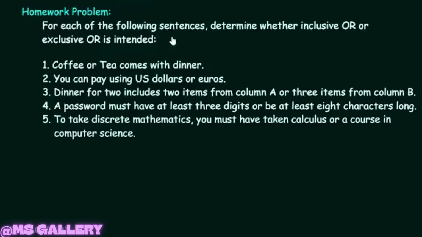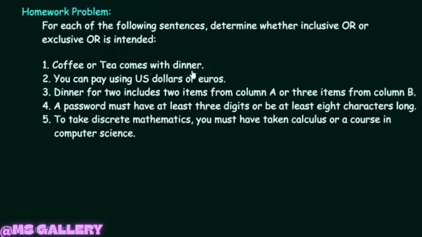Now it's time for the homework problem. For each of the following sentences, determine whether inclusive or exclusive OR is intended. Please note down, in each of the following sentences, only the OR operator is given. It is not explicitly mentioned whether it means inclusive or exclusive OR. By looking into the sentence, we need to identify whether it means inclusive OR or exclusive OR.